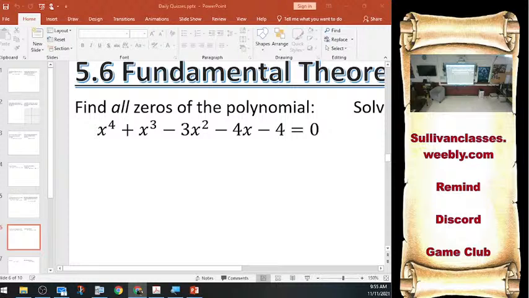Remember your fundamental theorem of algebra. It says find all zeros. Doesn't say how. It doesn't say what kind. It just says find them all. You got to figure out how many are there and how you're going to get there.